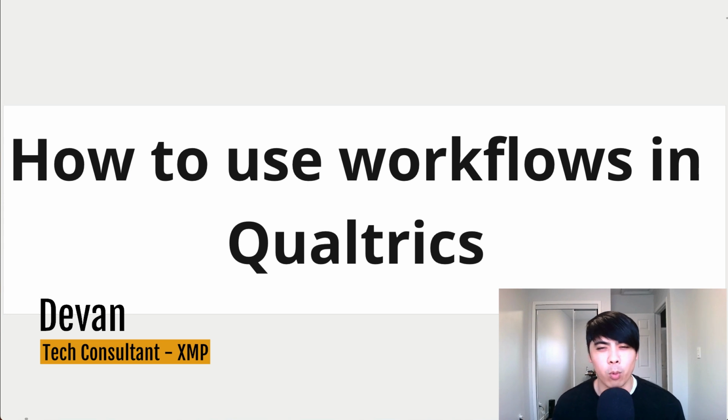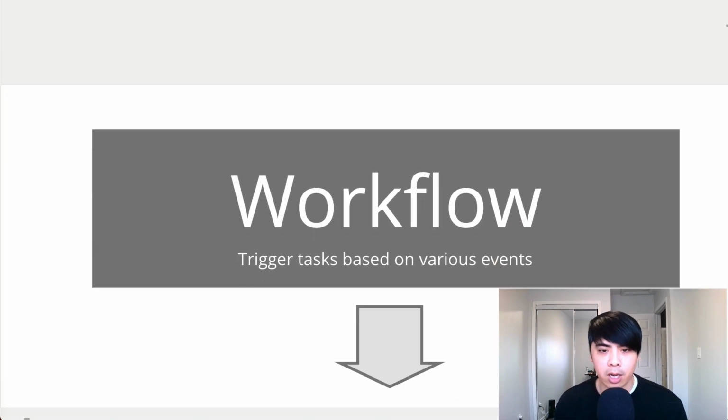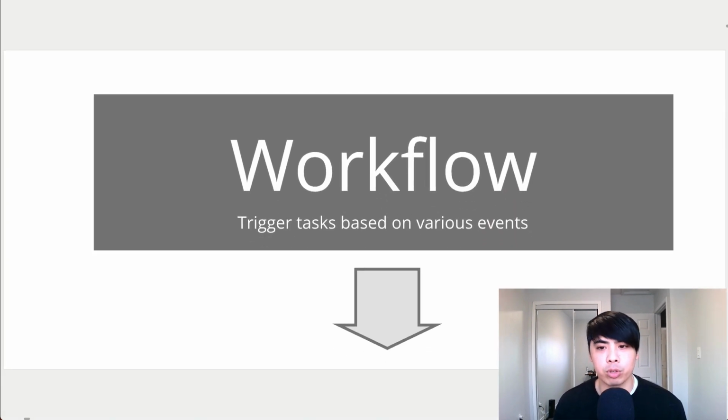In today's video, I'll be talking about how to use workflows in Qualtrics. When I first started learning about workflows, I was pretty confused, overwhelmed, and really didn't understand any of the terminology. So in this video, I'm going to break down the concepts of workflows so you can confidently build them in your own projects. If you don't know what workflows are, they allow you to trigger tasks based on various events. Simply put, it's a way of automating tasks or processes in response to certain events or conditions.